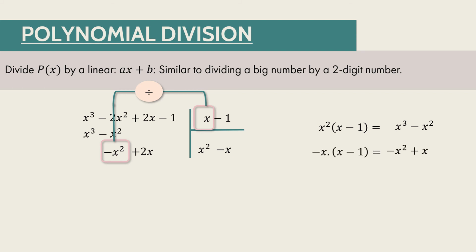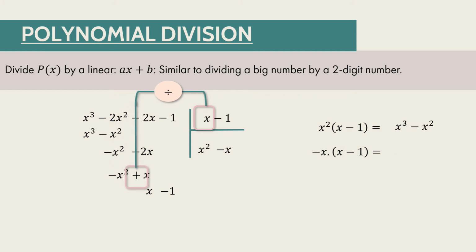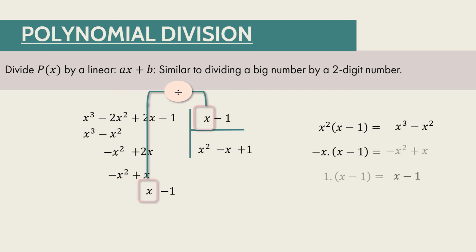The next step is to multiply back. Negative x times x minus 1 equals negative x squared plus x. And see what remains. The remaining part is x, and we bring down the negative 1 from the original dividend to get x minus 1. Divide x by x, the answer is 1. We multiply back, we have x minus 1. And let's see what remains. There's nothing remaining. So we have a perfect, complete division here.